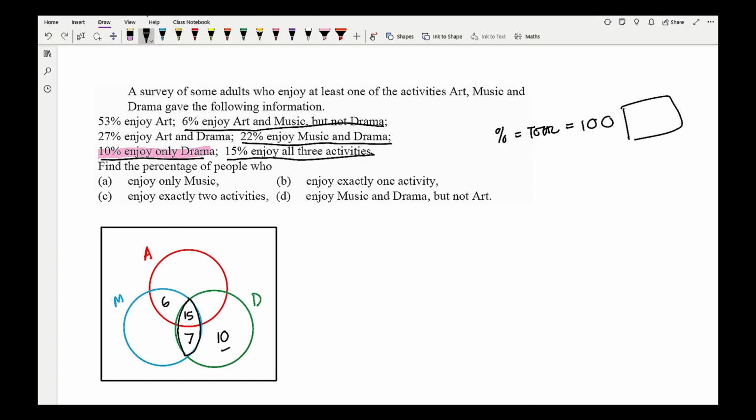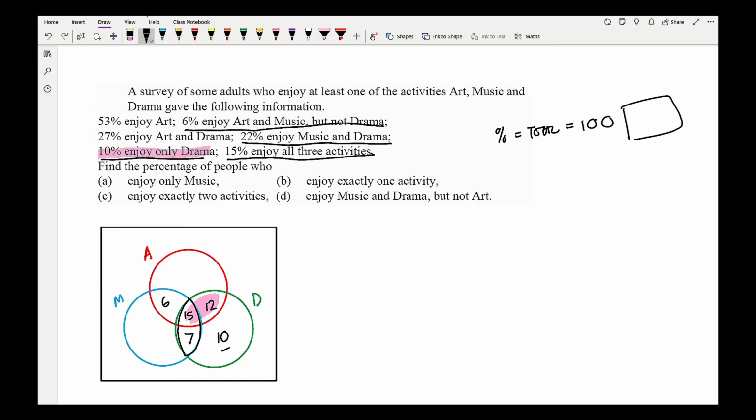And then it says 27% enjoy art and drama. Now art and drama, if I just highlight this in pink, is going to be this section here. So if that's 27%, and 15's in the middle, that means that this number here must be 12.